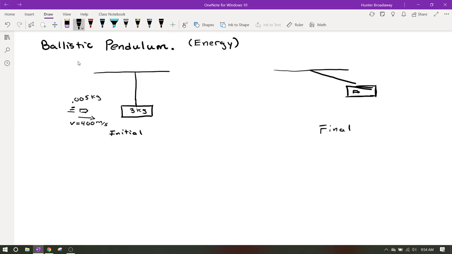So you've got a velocity of about 400 meters per second, which sounds pretty darn fast to me for a bullet speed. Normally something that's 5 grams wouldn't be that bad, but it becomes very, very bad when it's going 400 meters per second. Very dangerous. At the end, it raises up a certain height, and I think that's what we want to find, because we should have everything else except how high the object goes. That's what we're going to be looking for.